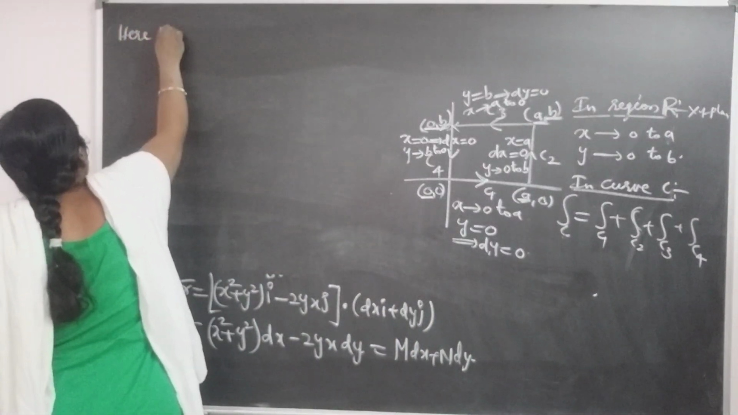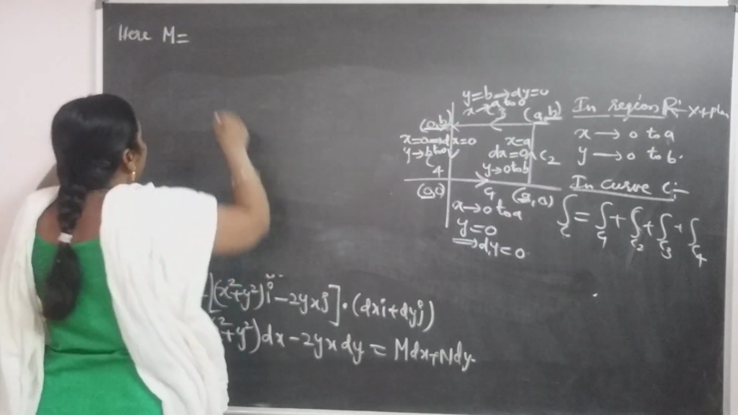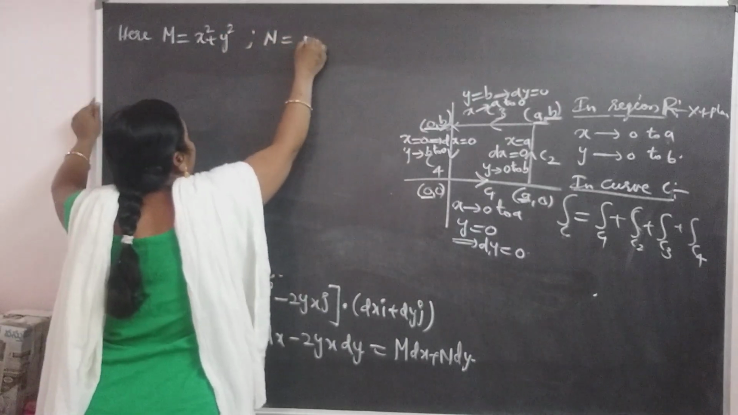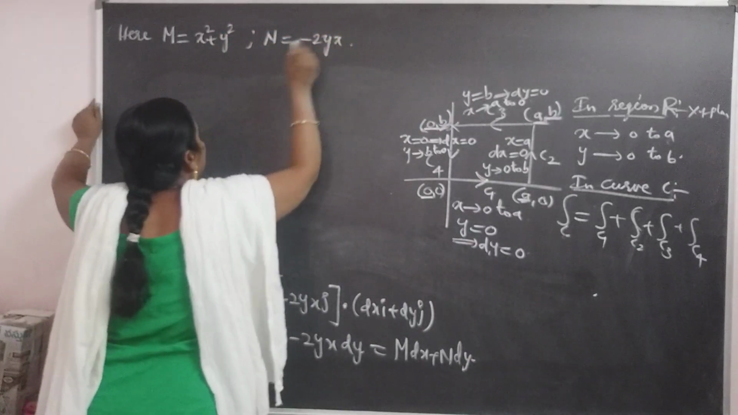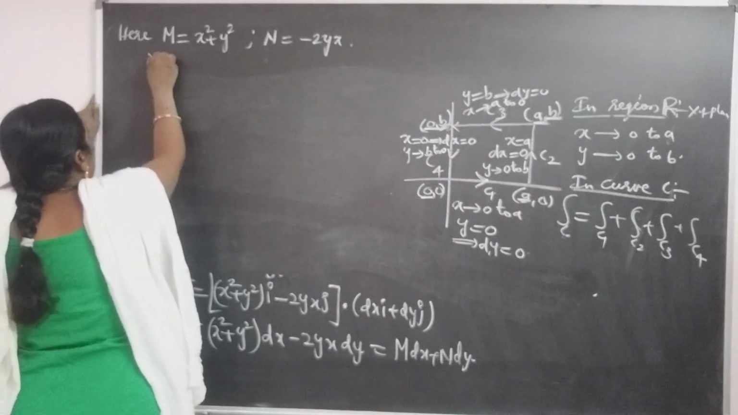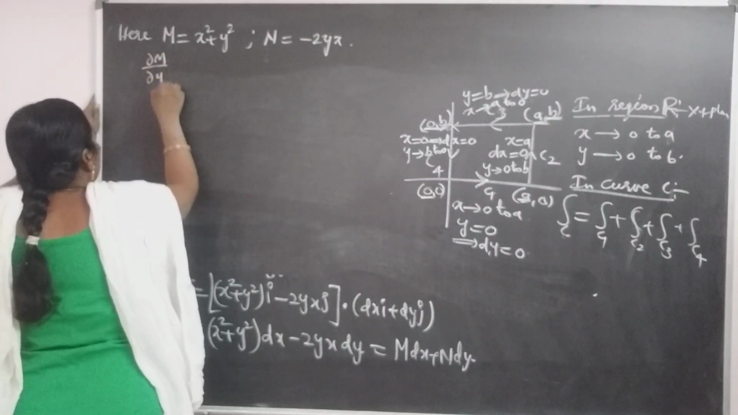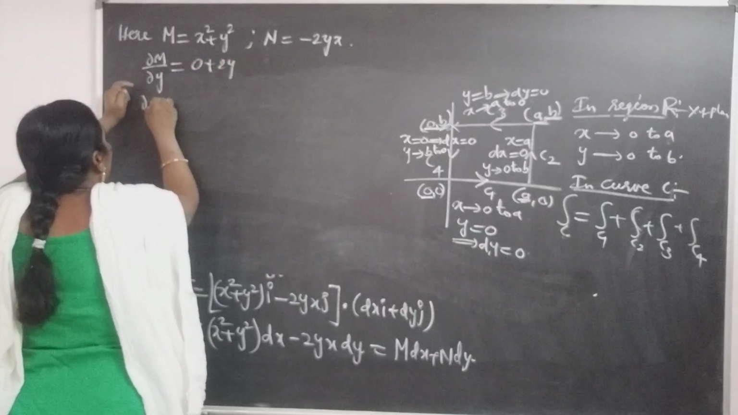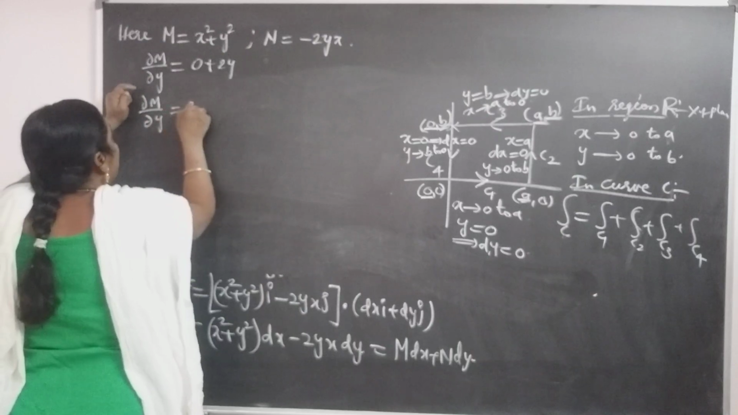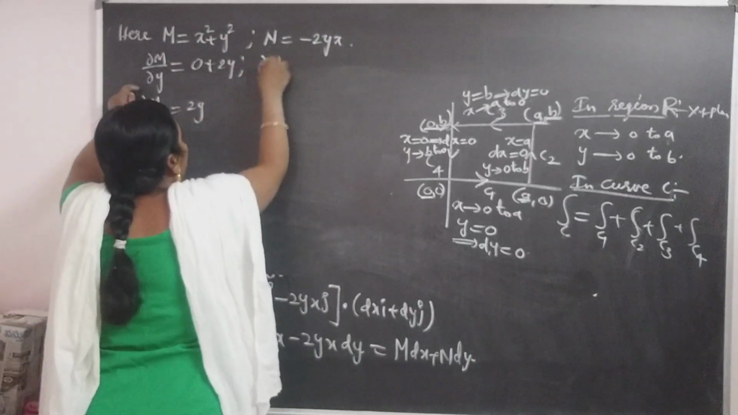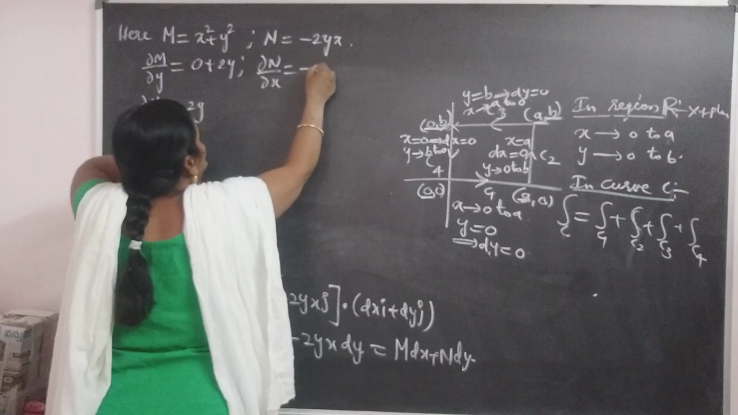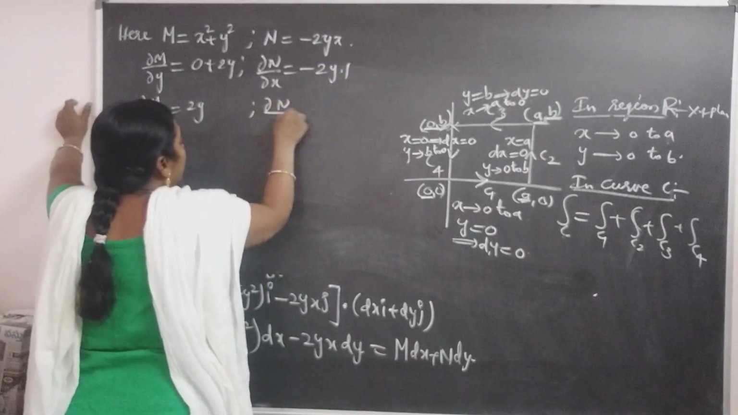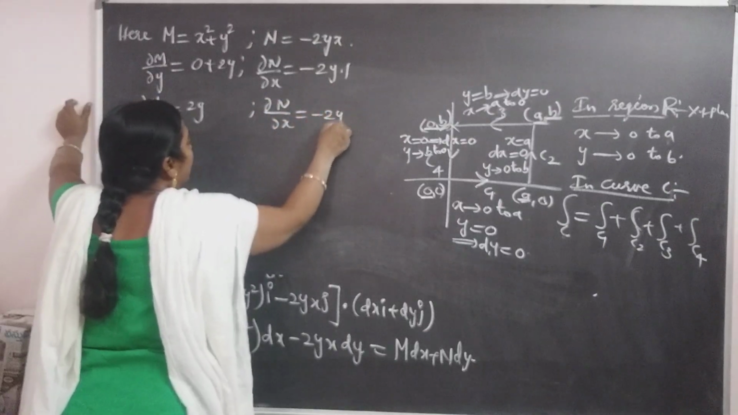Here m is equal to x square plus y square, n is equal to minus 2yx. Differentiating m with respect to y, it's 0 plus 2y. Then dou m by dou y is equal to 2y. Dou n by dou x is equal to minus 2y into 1. Then dou n by dou x is equal to minus 2y.